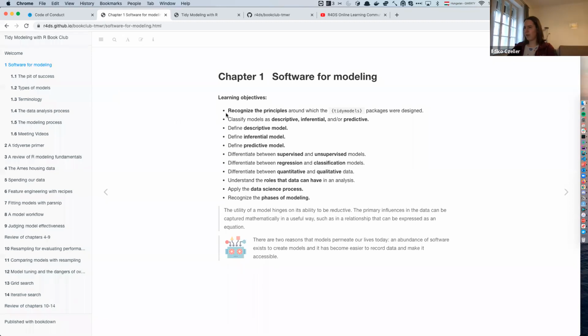We have quite a few definitions around models. What are their goals, and how can we classify these models? I guess these are not R or tidy model specific, so these are general modeling terms. And we will see how modeling fits into the broader data science workflow, what steps there are.